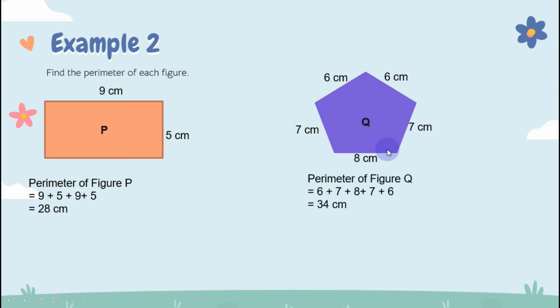How about the figure Q? The perimeter of figure Q, 6 plus 7 plus 8 plus 7 plus 6. So we get 34 centimeter.